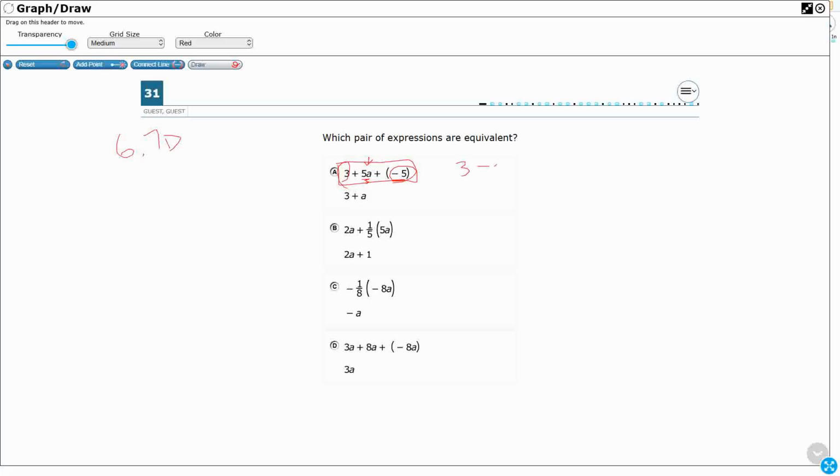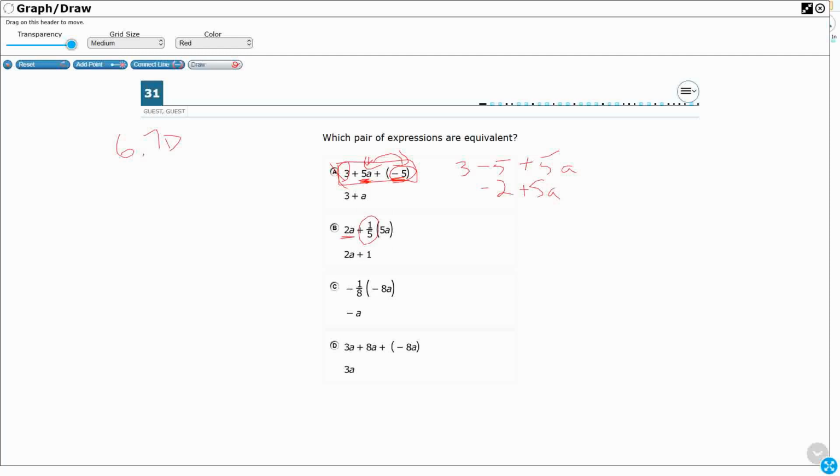So this is like 3 minus 5 plus 5a. See how I took this and just rearranged the order of these two right here? That's the commutative property. So 3 minus 5 is going to be negative 2 plus 5a, which is not what happens there. But this is just thinking that you can combine the negative 5 and the 5a, which you can't. All right, so that doesn't work. So this 2a is right there.